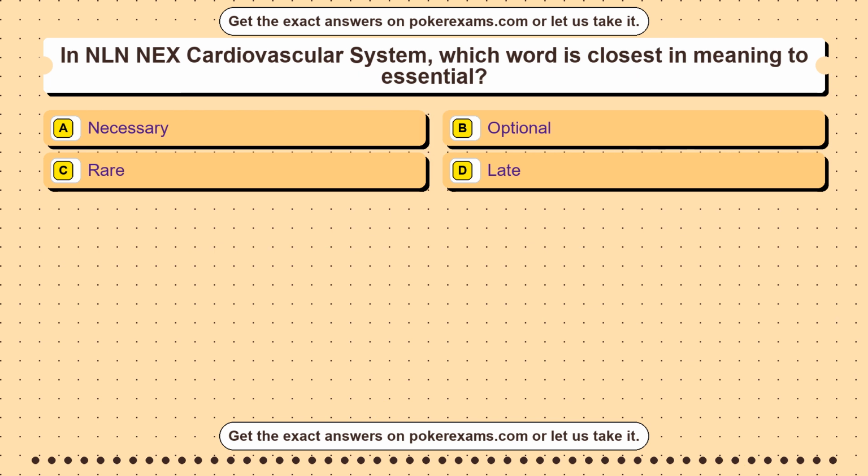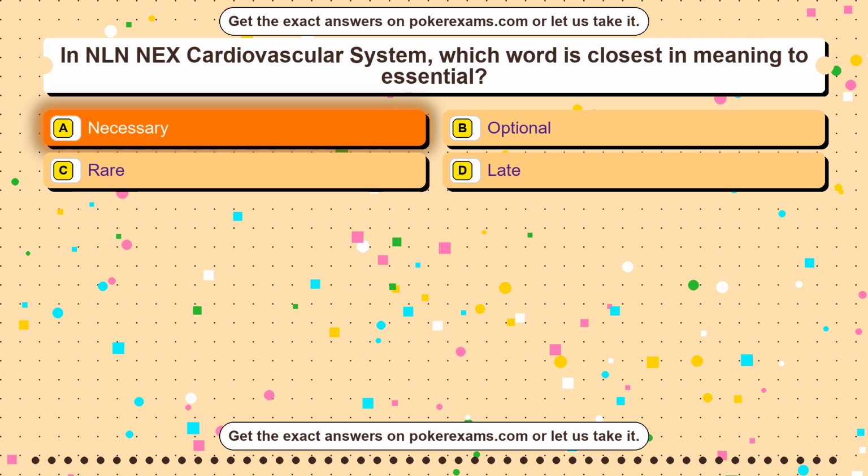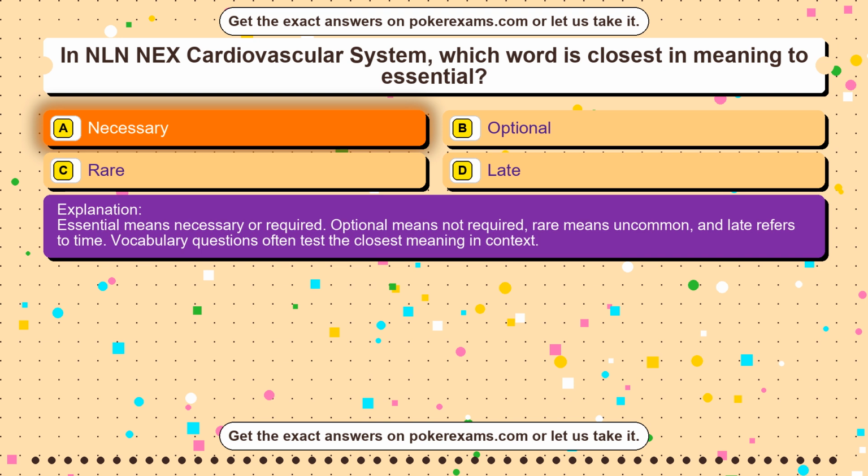Question 13. In NLN NEX Cardiovascular System, which word is closest in meaning to essential? Option A, necessary. Option B, optional. Option C, rare. Option D, late. The correct answer is option A. Necessary. Essential means necessary or required. Optional means not required, rare means uncommon, and late refers to time. Vocabulary questions often test the closest meaning in context.